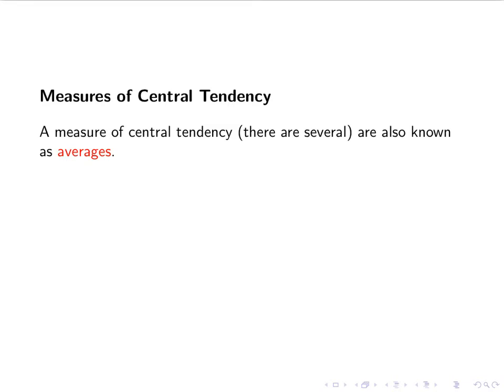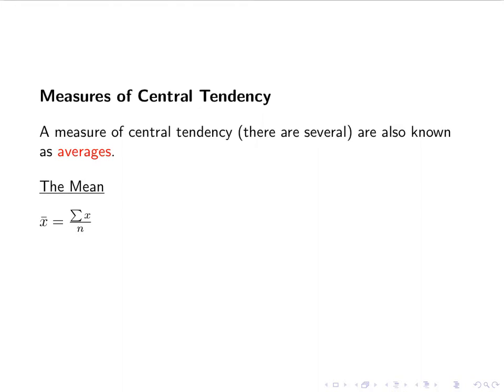Hello, today we're going to be looking at measures of central tendency. A measure of central tendency is also known as an average. So when I say, what's the average of such and such, there are actually several different answers. We're going to look at three of them, the first of which is the mean, which is typically what people mean when they say the average.